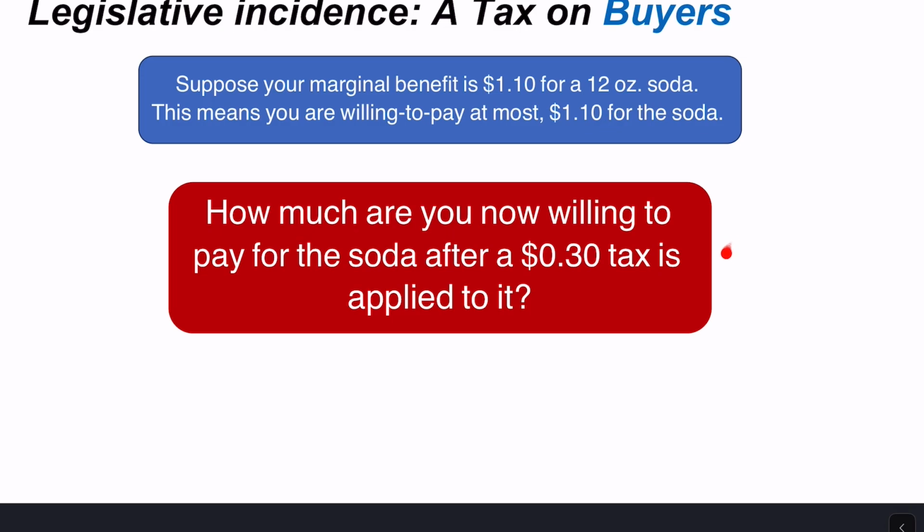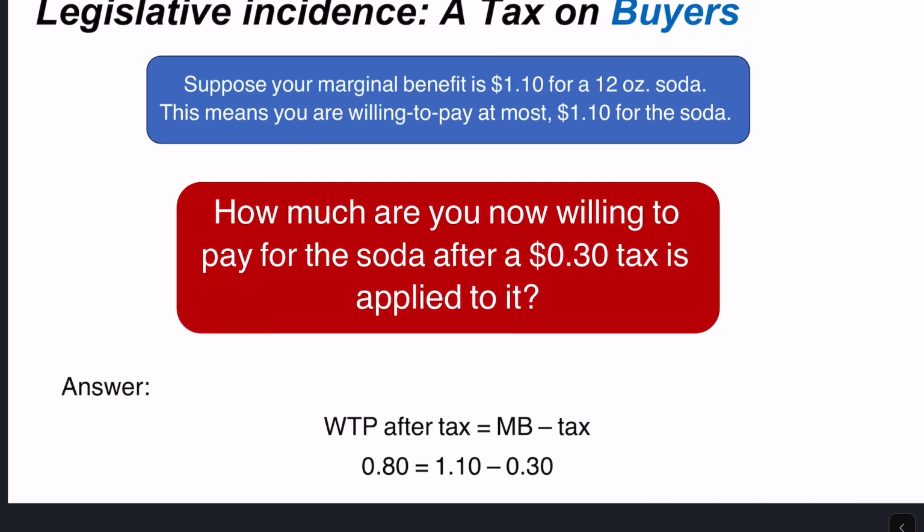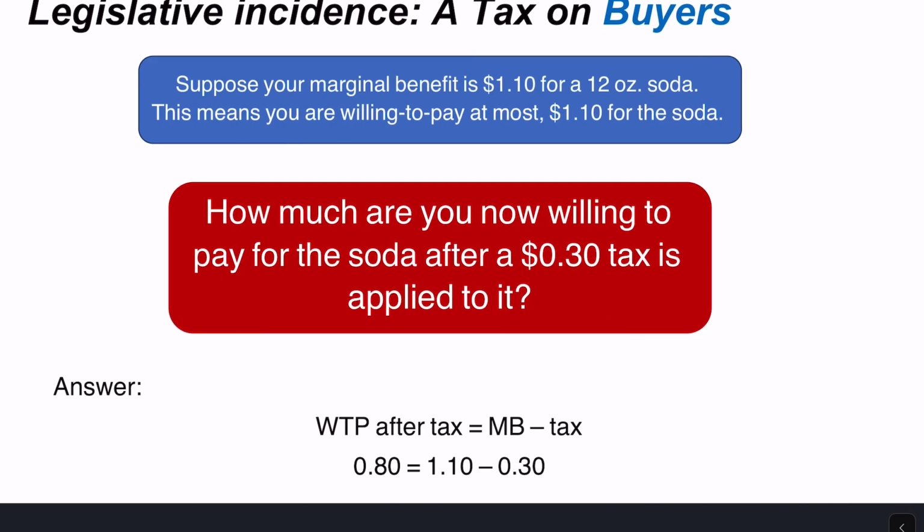So now, how much are you willing to pay to Kroger for the soda after a 30-cent tax is applied to it? Pause here, take a few seconds to come up with a number of what you think you would be willing to pay after this 30-cent tax is applied. Okay, right. So the answer is going to be 80 cents.